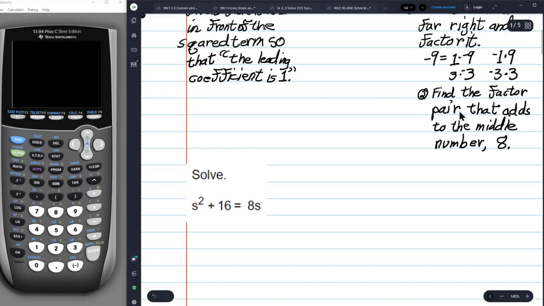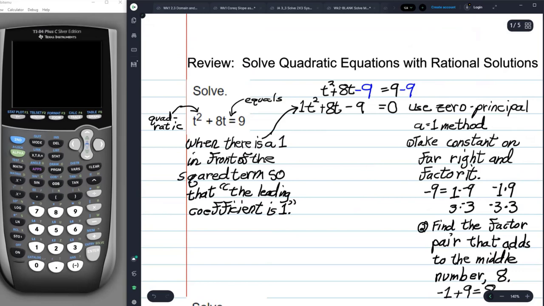Okay, so how am I going to come up with positive 8? Now, if I add 1 plus negative 9, that'll be negative 8. And 3 plus negative 3 is 0, same here. But negative 1 plus 9 equals positive 8. So bingo, if I had some special effects, I'd have a GIF that would explode like 4th of July fireworks. We now have our two numbers, negative 1 and positive 9. Now, finally, step 3, factor the sucker.